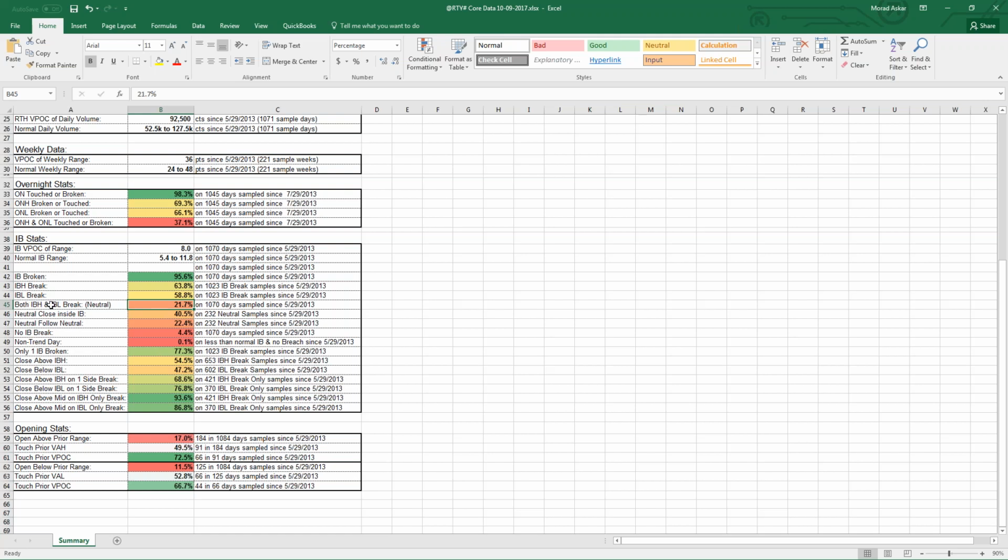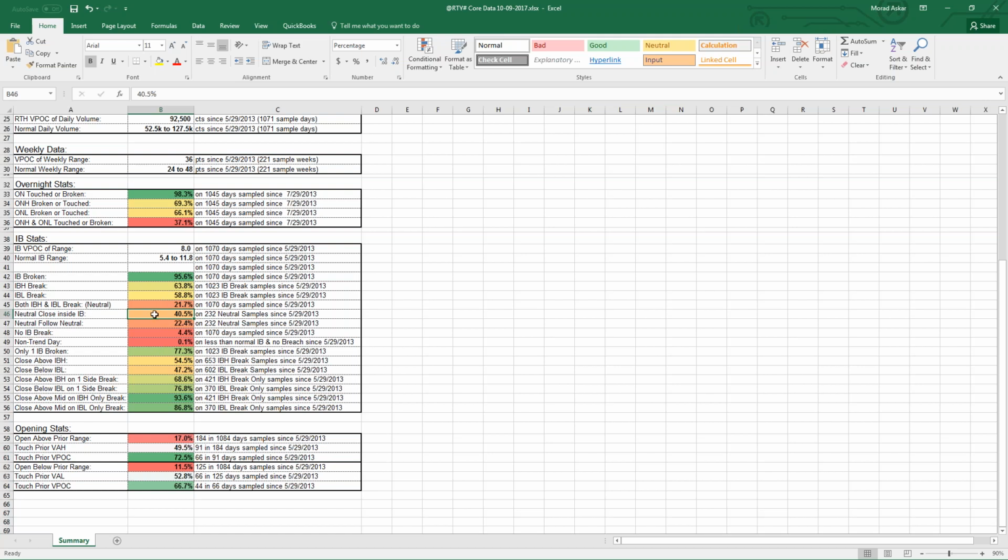What is so important about knowing that both the IB high and the IB low are broken 21.7% of the time? What this means is the opposite of this, right? So 100 minus 21.7, 78.3% of the time, once it breaks one side, you can put your stop on the IB high plus a tick, and historically it has not been triggered. That's a high probability, 78.3%, right? And so that's why it's important to know.